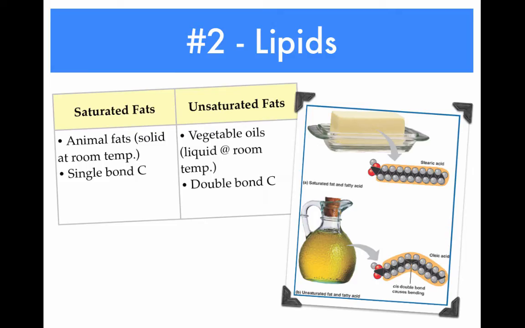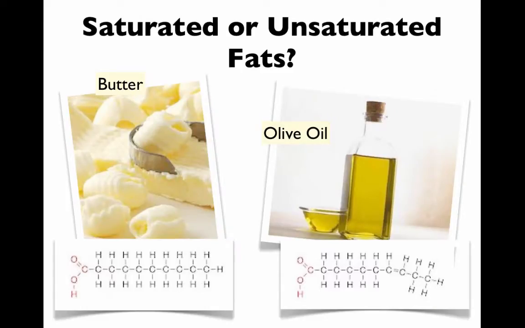There are 2 types of fats. You've got saturated fats and unsaturated fats. Saturated fats would be animal fats. They're generally solid at room temperature, and they're solid because they have single bonds of carbon, so all of their carbon atoms are bonded together with just single bonds. Whereas your unsaturated fats, kind of like your vegetable oils, are liquid at room temperature, and they're liquid because they have a double bonded carbon. So if you're looking at the image below, you see that little bend in that molecule, and that's because of the double bonded carbon.